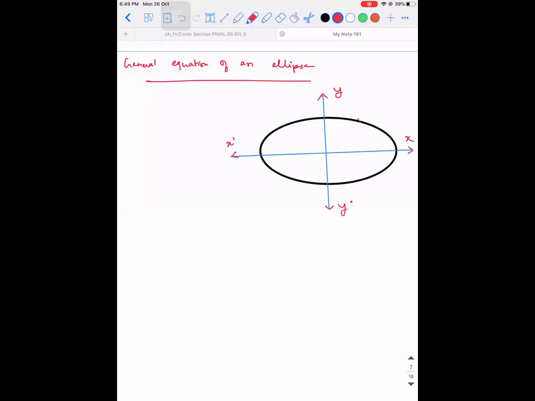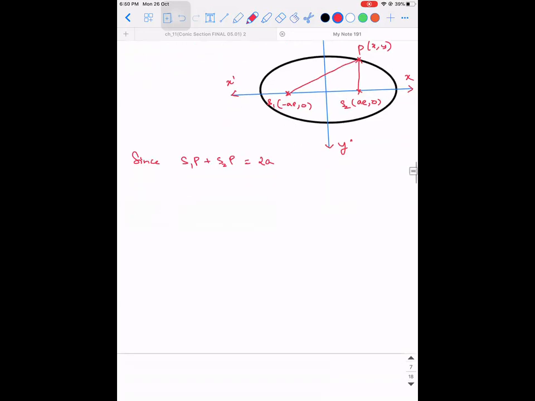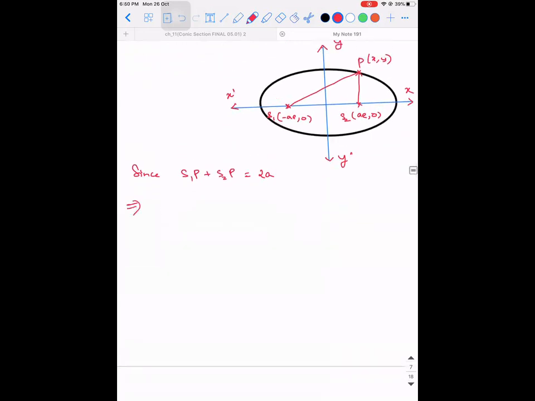Okay. So now I'm going to take a general point P(x, y). We know this point is (-a, 0) and this point is (a, 0). Call them S1 and S2. Since S1P plus S2P is equal to 2a. Convinced?